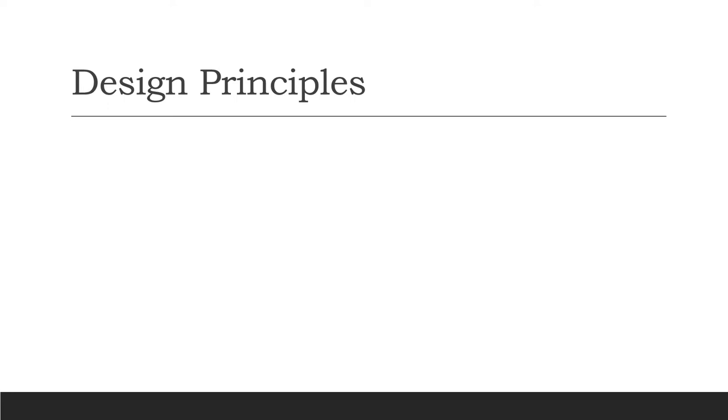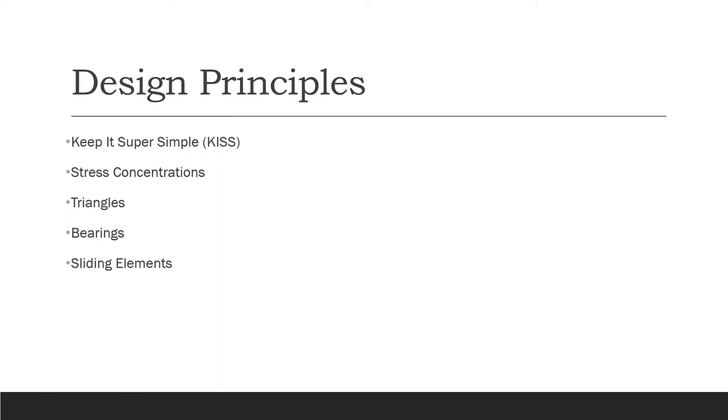The design rules or principles that we're going to cover in this presentation are as follows. First of all, keep it super simple. We'll talk about what stress concentrations are and why they're bad for designs. We'll see why triangles are so strong and light. We'll talk about what bearings are and how we can use them to allow axles to turn freely.